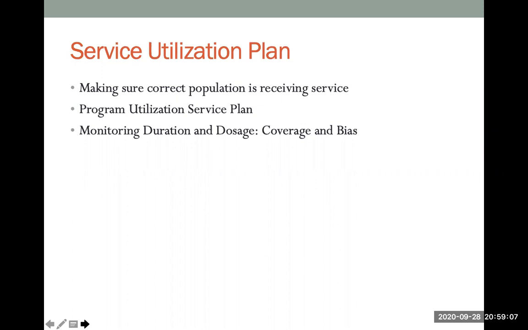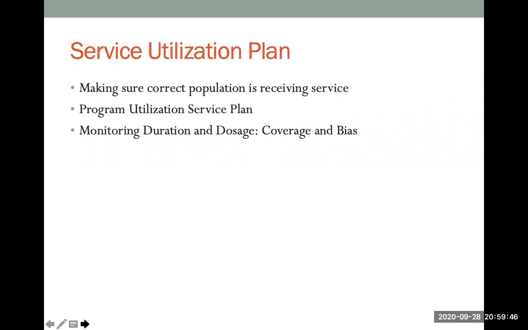So one is around how will we recruit our target population? How will we engage our target population? But how will we ensure that they continue to be engaged in the program until they complete the actual services that the program is actually offering? Because oftentimes, what we're aiming to also do is monitor the duration and the dosage of the program itself, right? And this is where we enter issues around what we refer to as coverage and bias as we're monitoring the level of participation participants have in program.